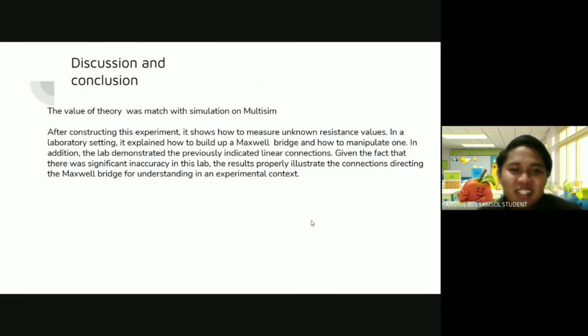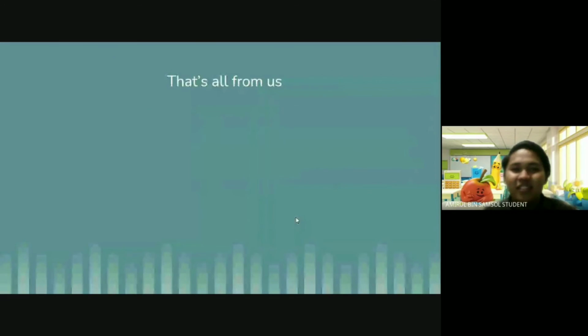After constructing the experiment, it showed how to measure an unknown resistance value in a laboratory setting. It explained how to build a Maxwell bridge and how to manipulate one. In addition, the lab demonstrated the previously indicated linear connection. Given that there was a significant inaccuracy in this lab, the result properly illustrates the connection directing the Maxwell bridge for understanding in an experimental context. That's all from us. Thank you.